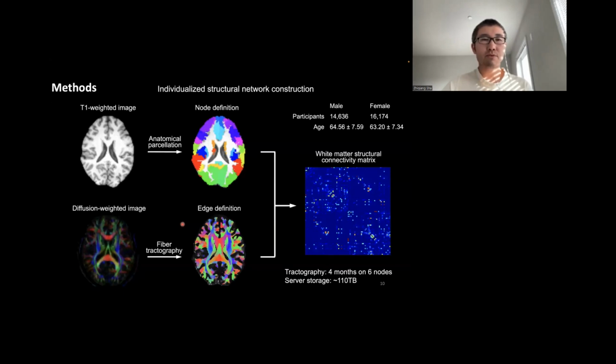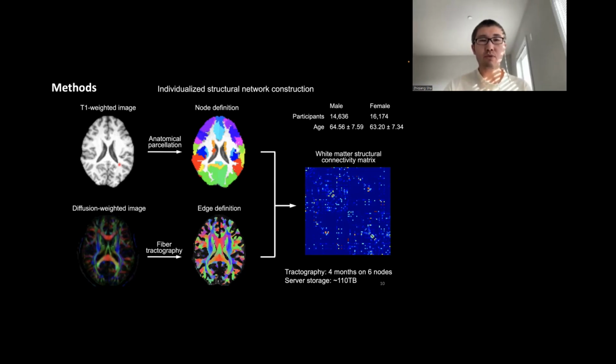So first, we try to do the tractography on each of the individuals, followed by constructing a white matter connectivity matrix. And regarding this connectivity matrix, it requires two definitions, including node definition and edge definition.